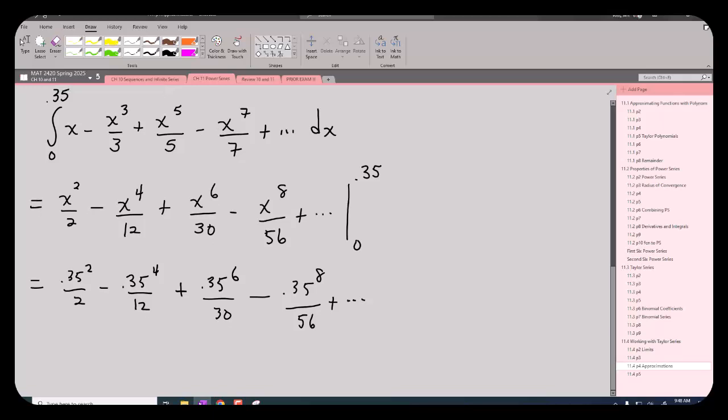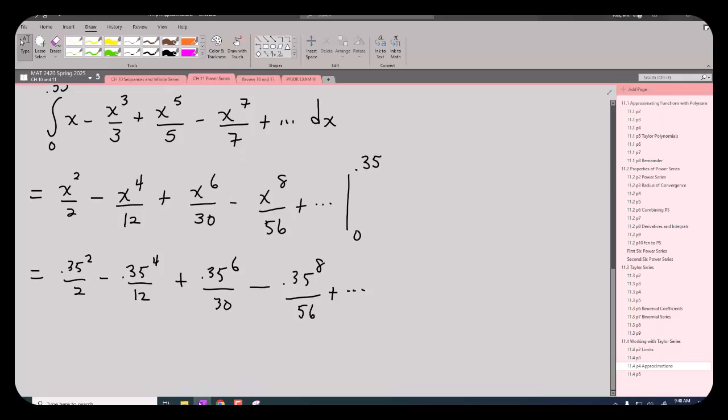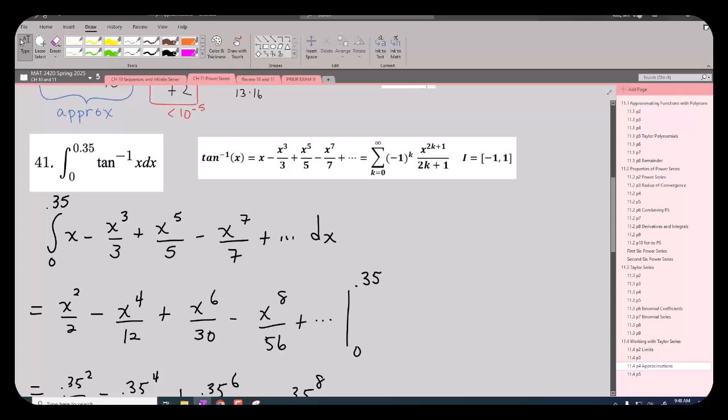Don't we also have to change the interval of convergence for these? Nope. So inverse tangent of x, that is the interval of convergence. This interval is within it, so we're allowed to replace this with that. We're not adjusting the function at all. Okay, that makes sense.